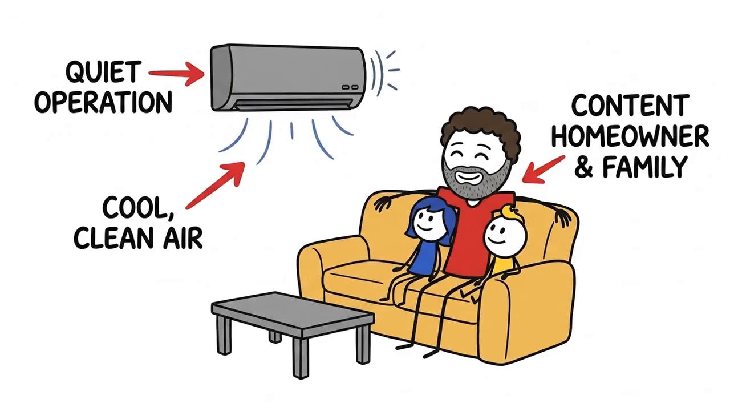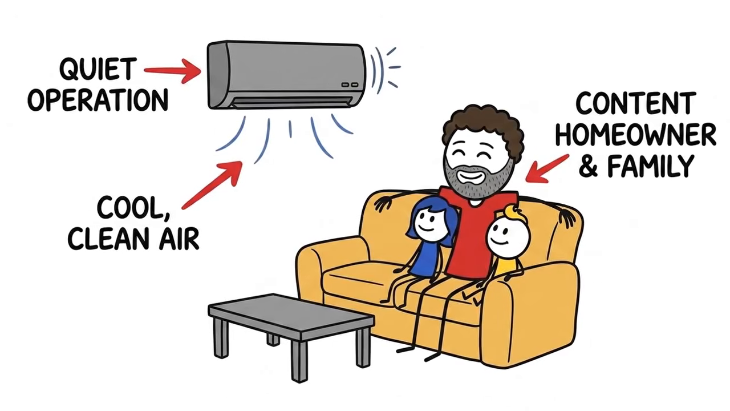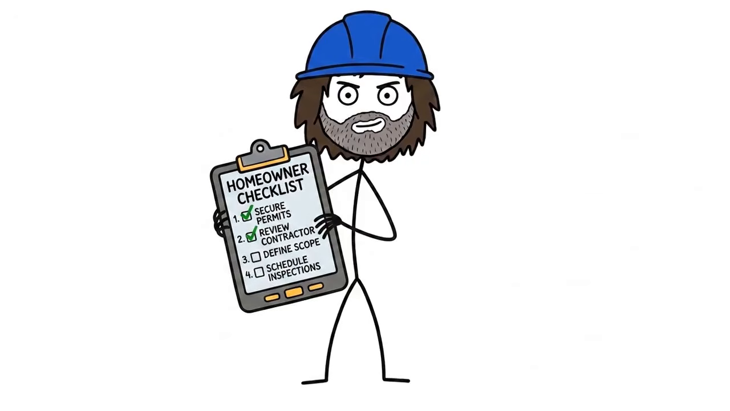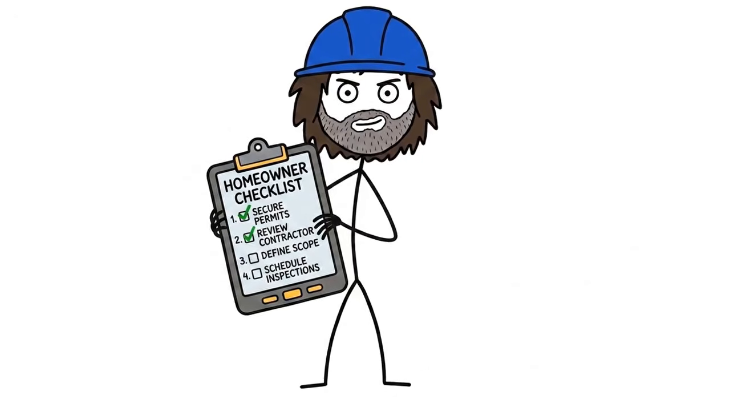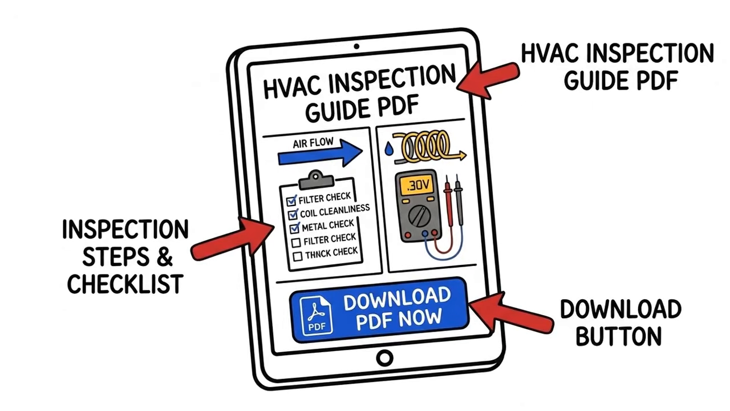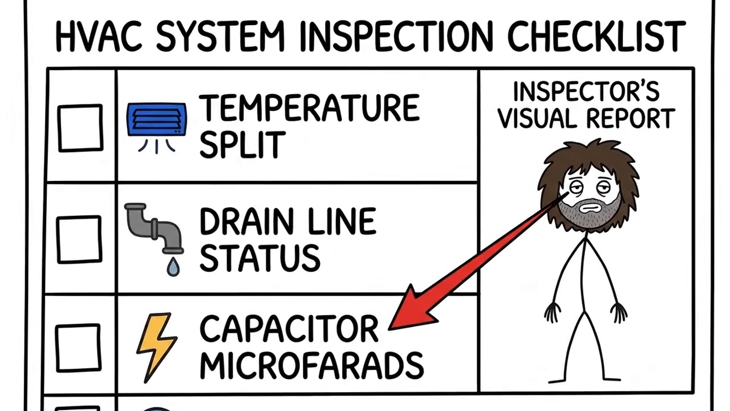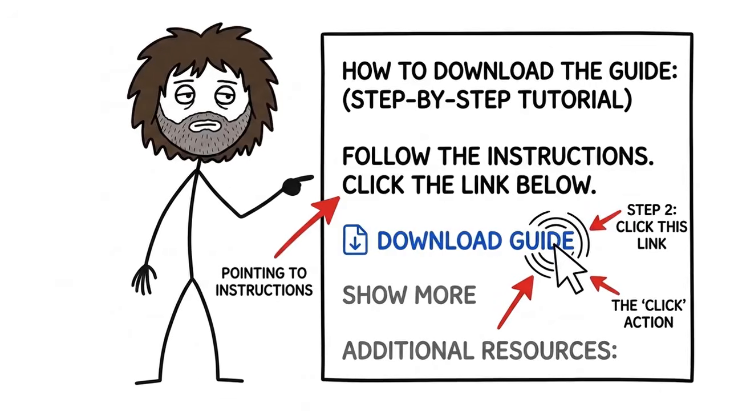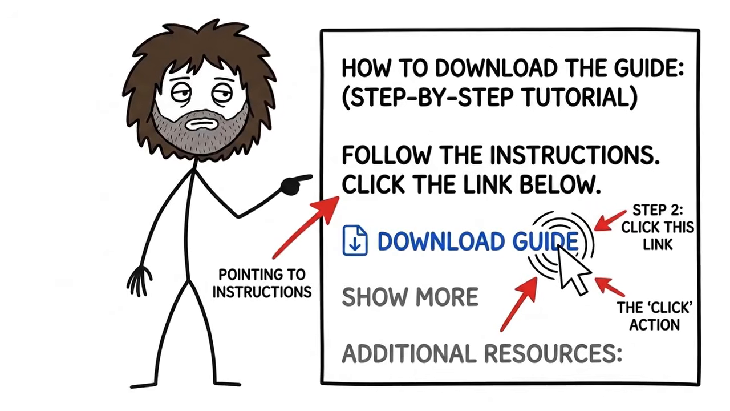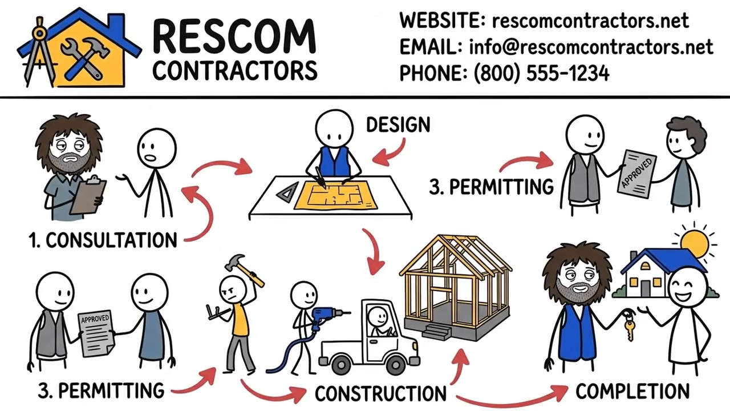gets clogged. If the primary drain line clogs, water backs up and overflows the primary drain pan inside your air handler. If your air handler is installed in an attic or ceiling closet, an overflowing drain pan can cause catastrophic ceiling damage. To prevent this $10,000 disaster, modern building codes require a secondary emergency drain pan and a float switch.